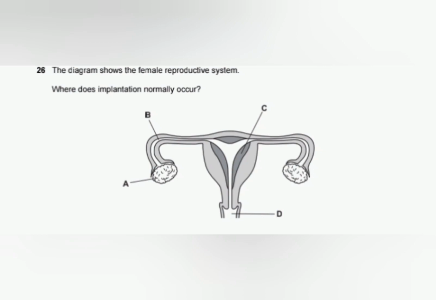So the correct answer is going to be what? C. Okay. Then as for D, it is the vagina. Then as for A, it is the ovary, which produces what? The eggs or the ovum. Then as for B, it is the fallopian tube or oviduct where the process of fertilization normally occurs.